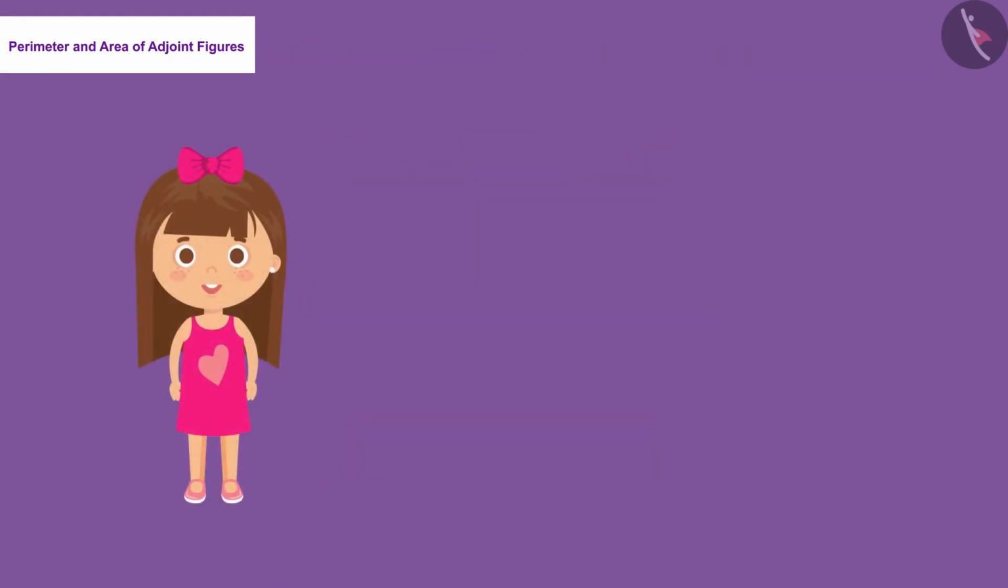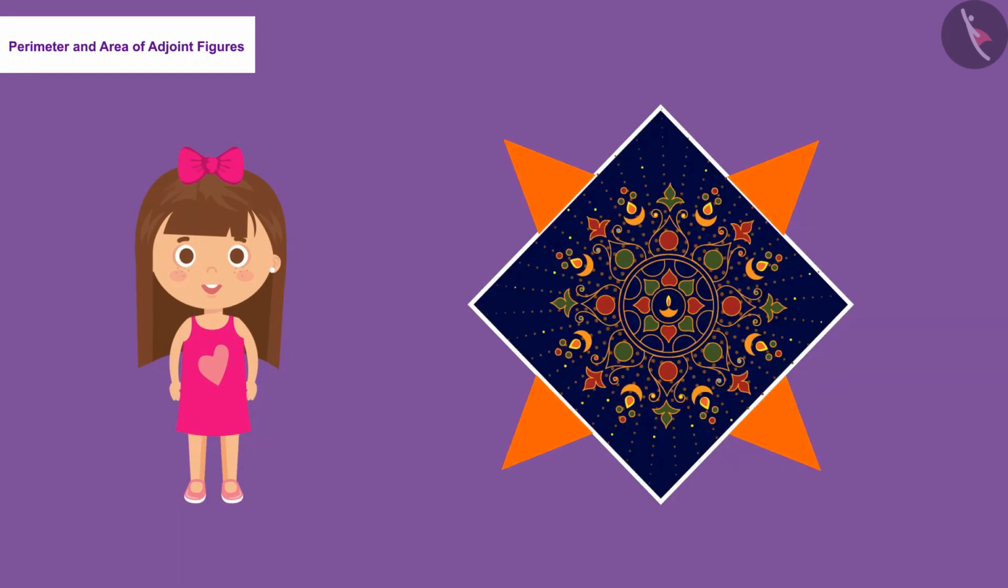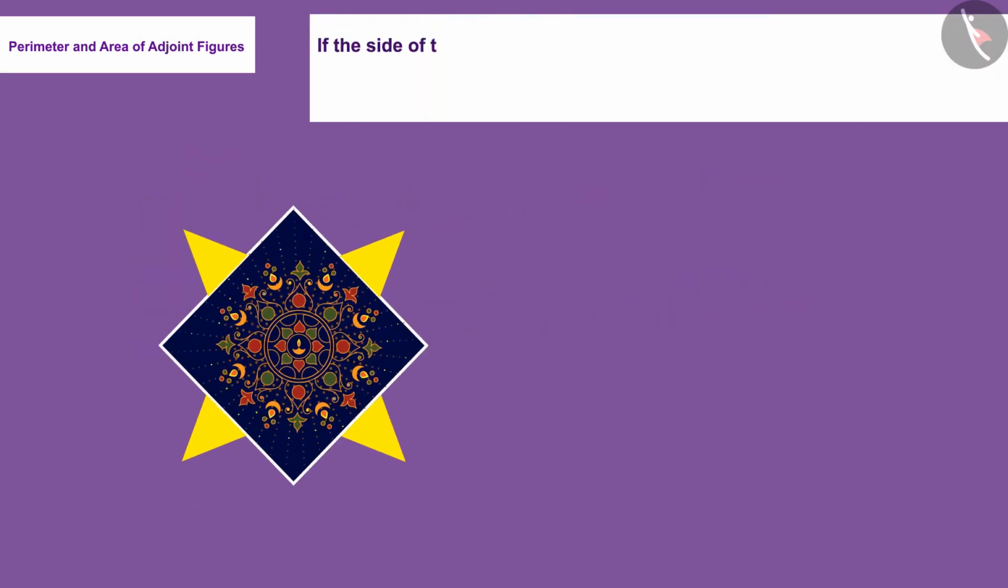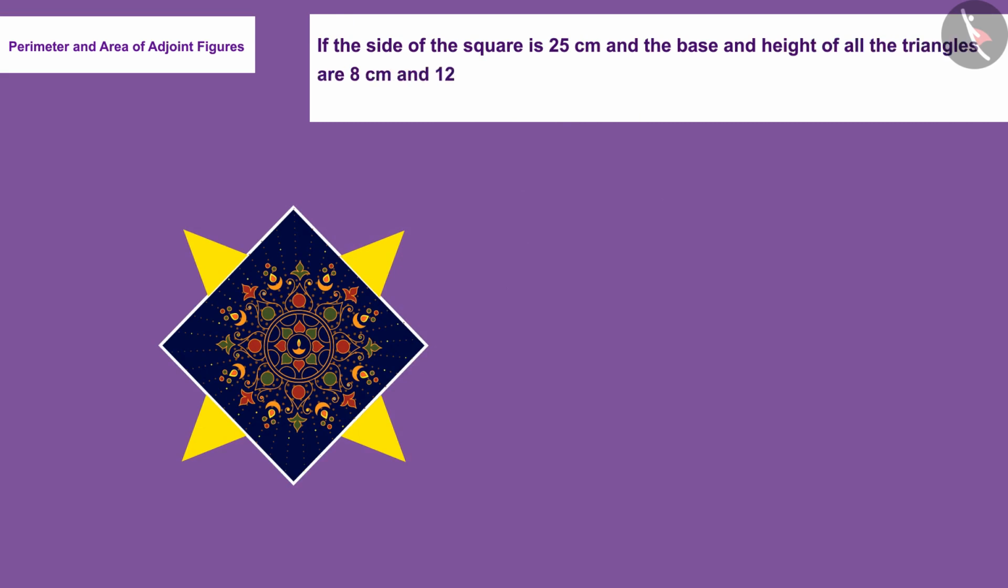This is Mohini. She wants to make a rangoli of the figure with the help of squares and triangles. If the side of the square is 25 cm and the base and height of all triangles are 8 cm and 12 cm respectively, can you tell how much area would it require to make a rangoli?